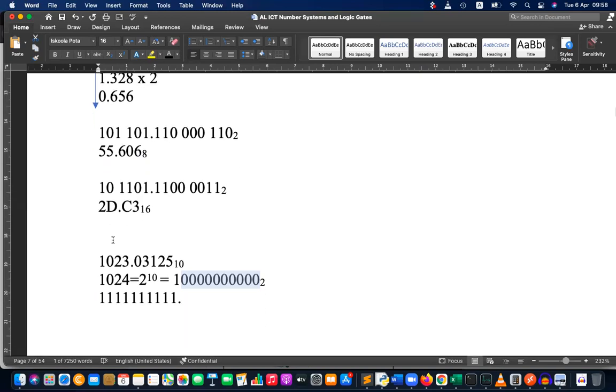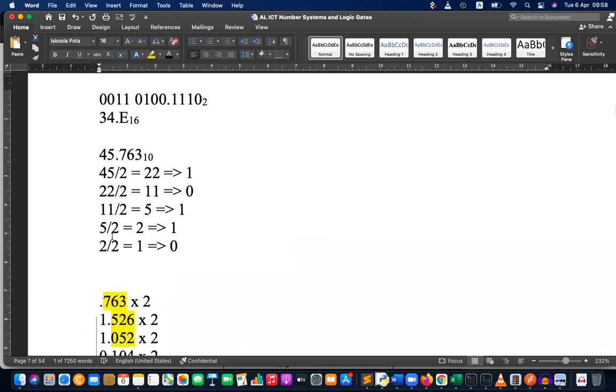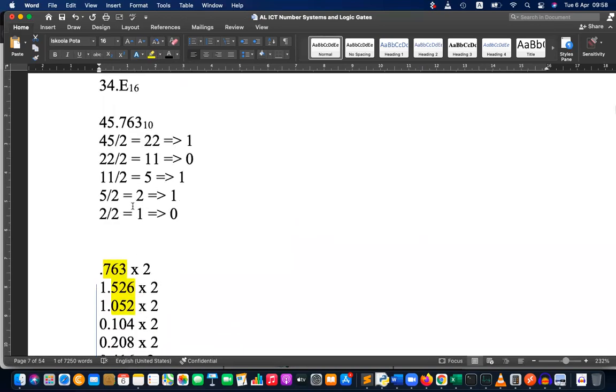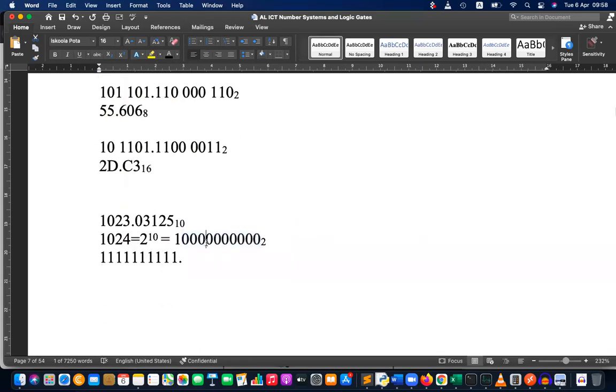But this can be done in an MCQ, while in an essay paper or structured question you have to show the steps, right? Then 3125, let's calculate. That is our main focus. 0.03125. So don't write this 0, right? Then it's wrong, 0 points.